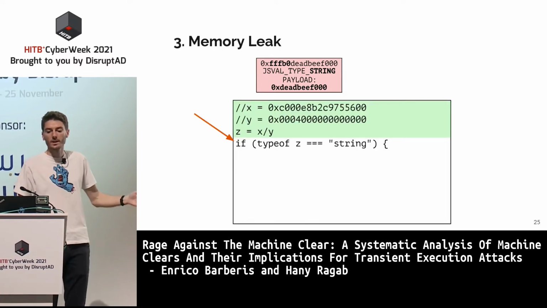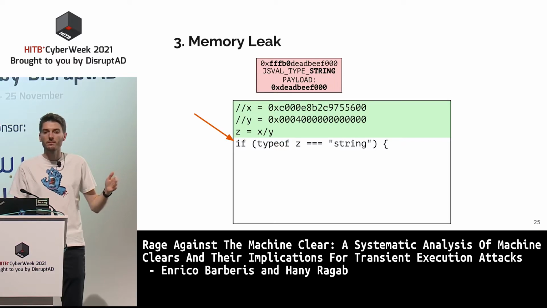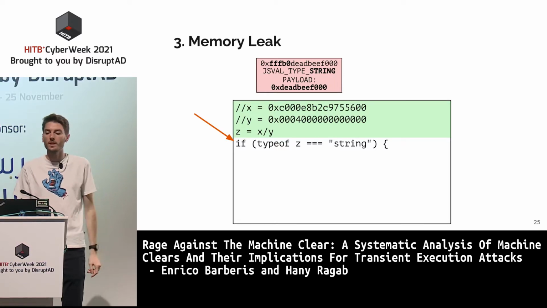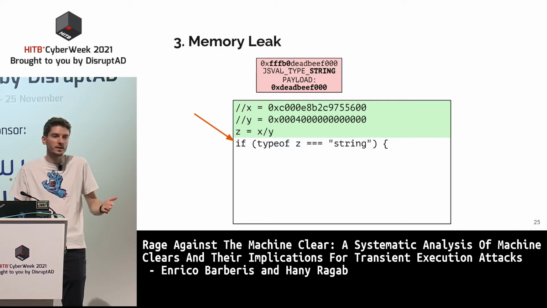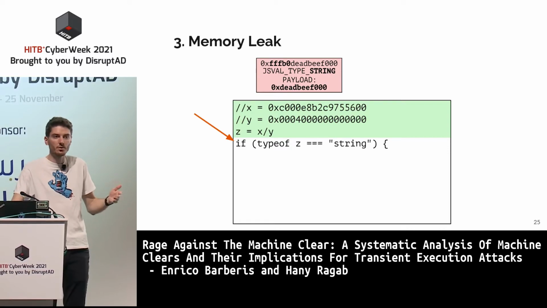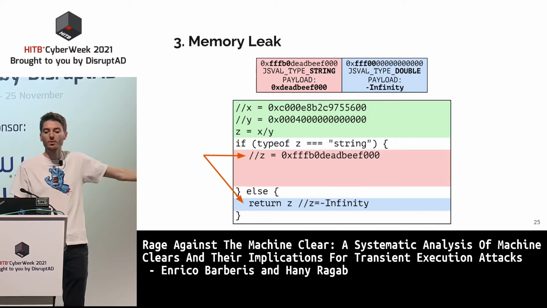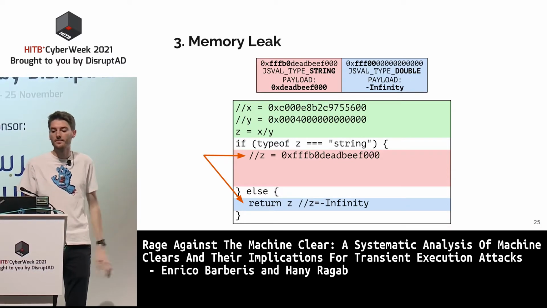So let's suppose that we use the X and Y operands that we found before. We perform the division, and then we ask the JavaScript engine, hey, is the type of the division a string? Obviously, the answer is always no. I mean, if you operate on numbers, the type of the variable should be a number. And indeed, architecturally, the processor executes the blue branch, taking the else case.